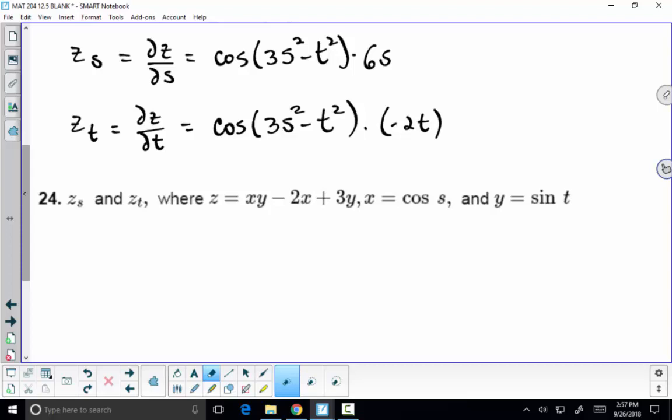That's a good idea. Why? Because it's cosine of s, so if you take the derivative of cosine of s, it's minus sine of s. It's hard to tell. So it would be minus sine of s.